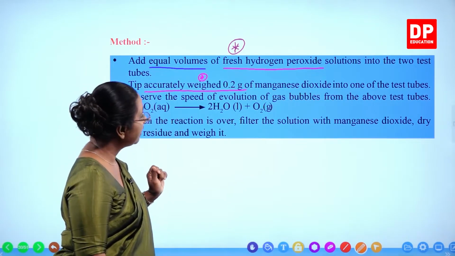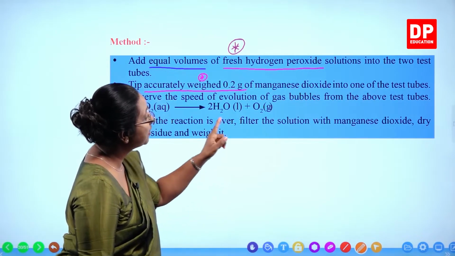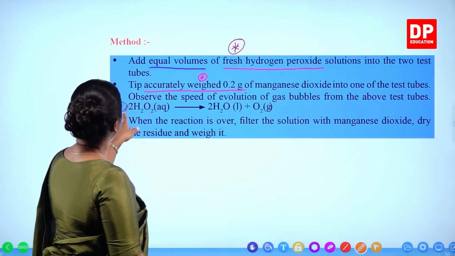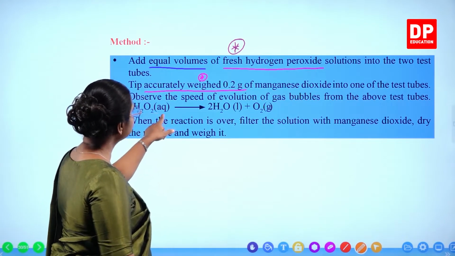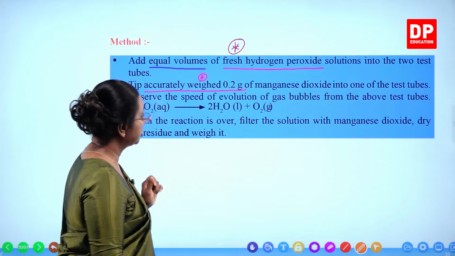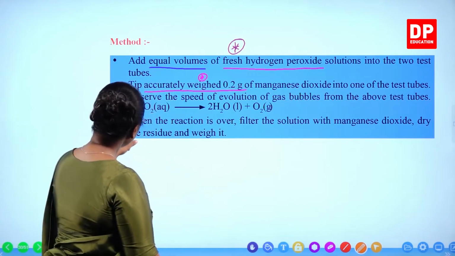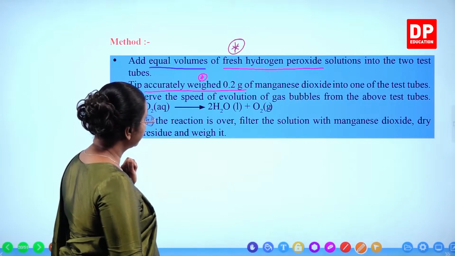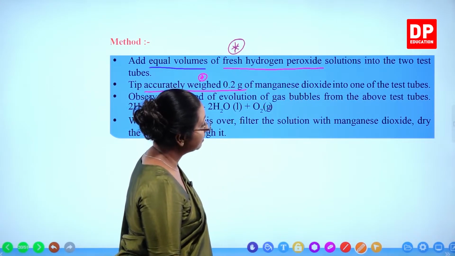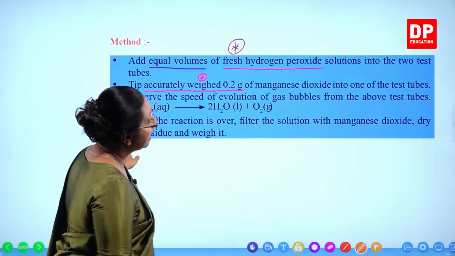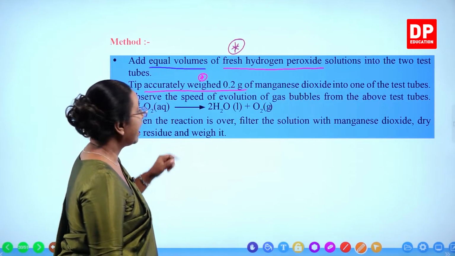Observe the speed of evolution of gas bubbles from the above test tube. So 2H2O2 aqueous giving rise to 2H2O liquid and oxygen gas. When the reaction is over, filter the solution with manganese dioxide, dry the residue and weigh it.